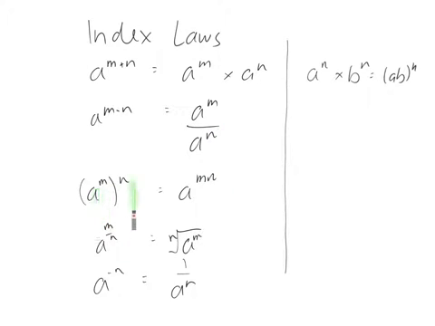A to the power of m raised to the power of n is equal to a to the power of mn. A to the power of m over n is equal to the nth root of a to the power of m. A to the power of negative n is equal to 1 on a to the power of n, and the vice versa is true. I didn't put that down, but 1 on a to the power of negative n is equal to a to the power of n. And this is the one rule which has different bases: if you've got two different bases raised to the same power, a to the n times b to the n, it's equal to ab to the power of n.